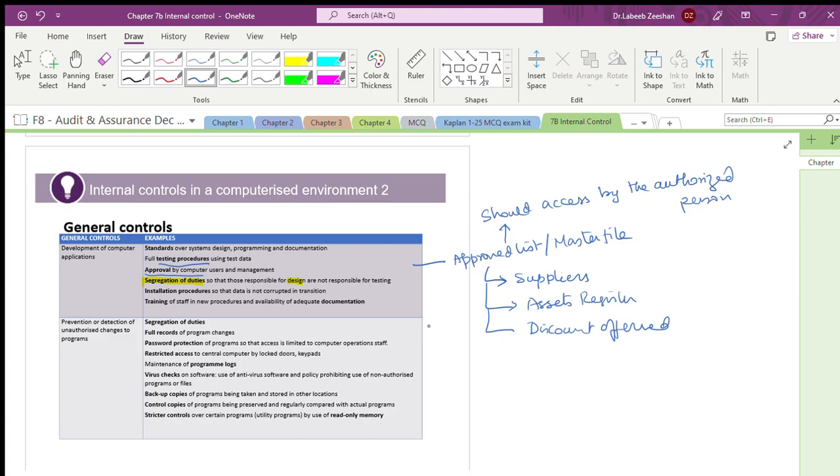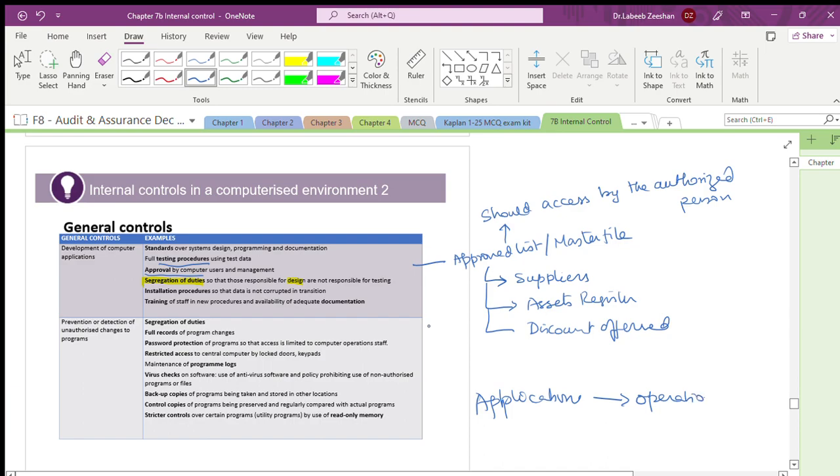Why are we concerned about general IT controls? We are concerned because the master file should not be accessed by any other person who is not authorized to access it. Whereas application controls are with respect to the people who are in operations. Understand? This is the basic difference. Why are we concerned with general IT controls and application controls?